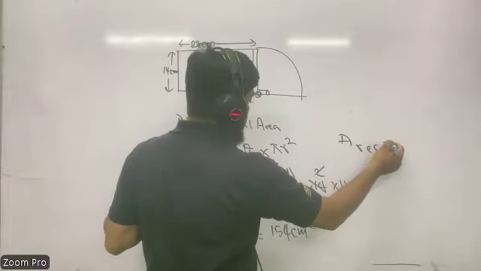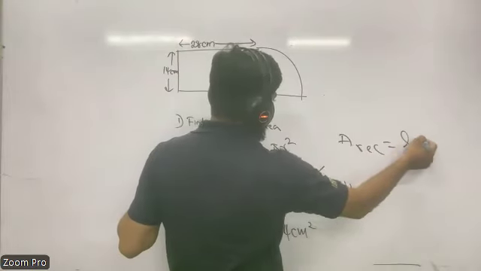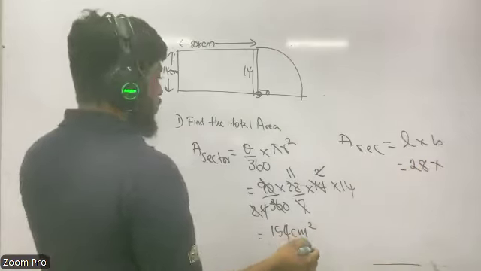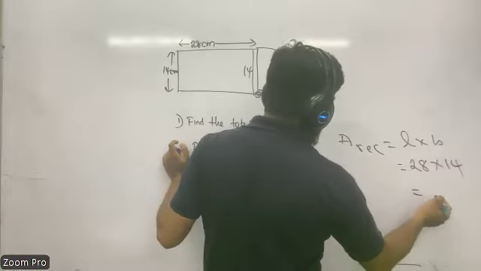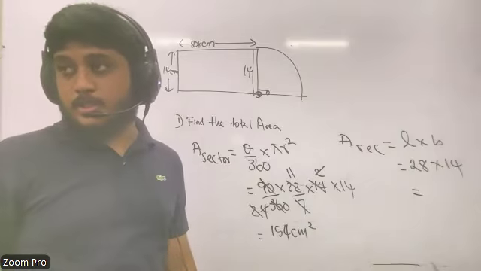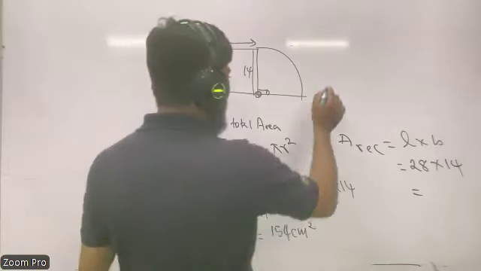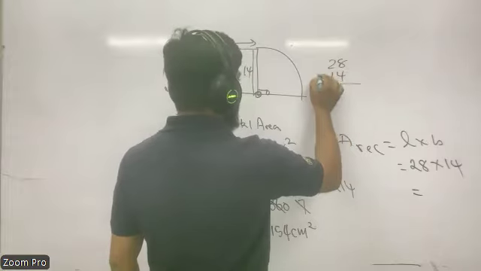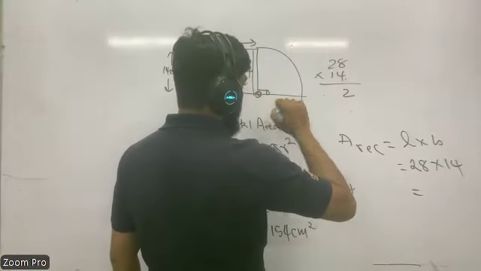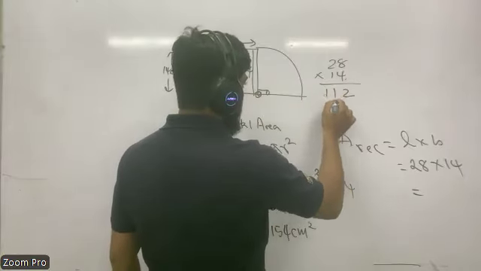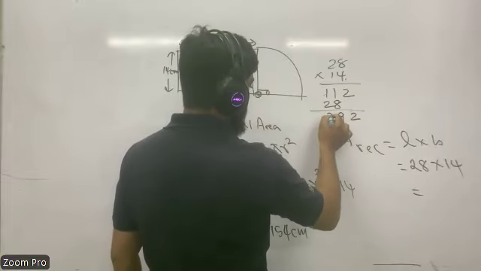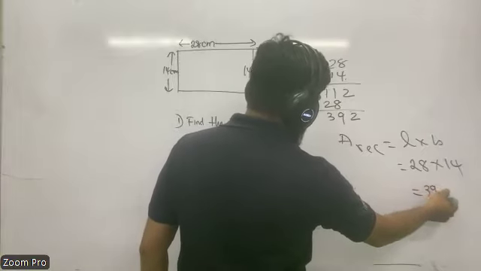Area of the rectangle is length into breadth. What is the length? 28. What is the breadth? 14. How much is 28 into 14? When you multiply 28 by 14: 4 into 8 is 32, 4 into 2 is 8, 8 and 3, 11. 1 into 8 is 8, 1 into 2 is 2. Then 2, 9, 3, 392. You get 392 centimeters squared.